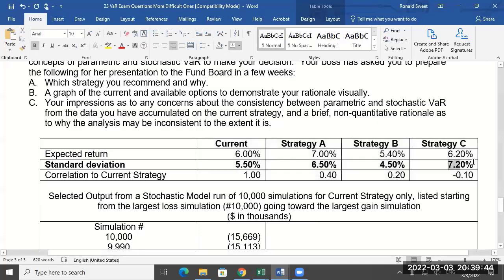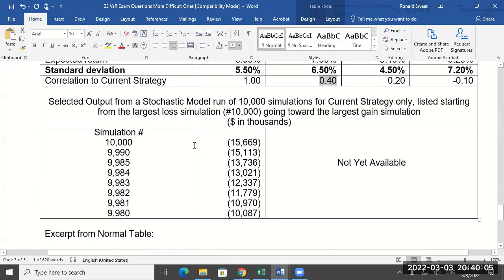It has the highest risk, but if the correlation is negative, that actually benefits you, up to a point. You saw with the previous one, I could get up to 12% and I was still okay. It has higher return, but it doesn't have as much as A, but A is pretty highly correlated. All right, so very, very similar, not really that much different than the previous one. This one, we're running simulations, but only for the current strategy.